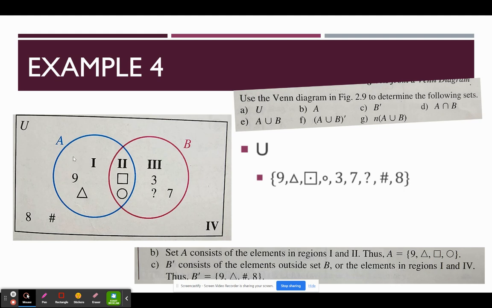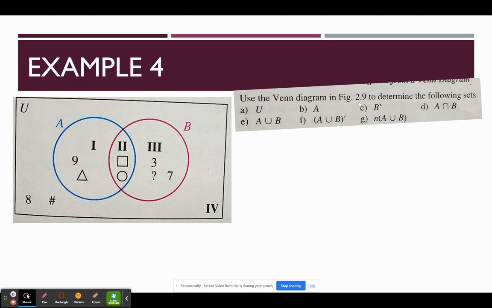So that's all the stuff that's in the, well, they like to use the Roman numeral 4 for everything in the universal. It's complementary to all the sets. And then we're also looking at Roman numeral 1, because those are the things that are not part of set B. So that would be the 8, the hashtag, the triangle, and the 9. All right, let's keep moving here.